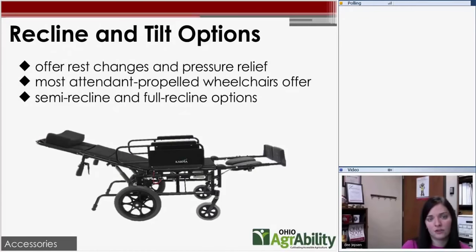Recline and tilt options are also an accessory seen on most manual and power chairs. They're great for individuals who need a change in their positioning in the chair, again, for things like pressure relief. Most attendant-propelled chairs offer this feature, and it can also be a semi-recline, which means the chair can go back about 45 degrees, or a full recline option where the chair would go back a whole 90 degrees. Again, these features are available on both manual and power chairs.